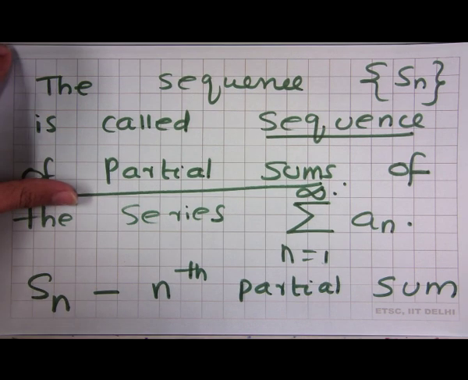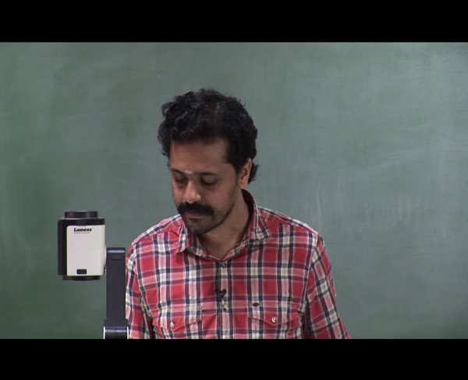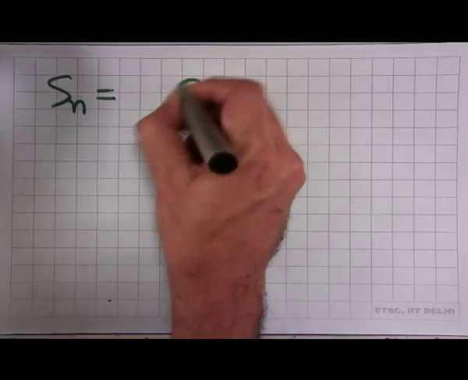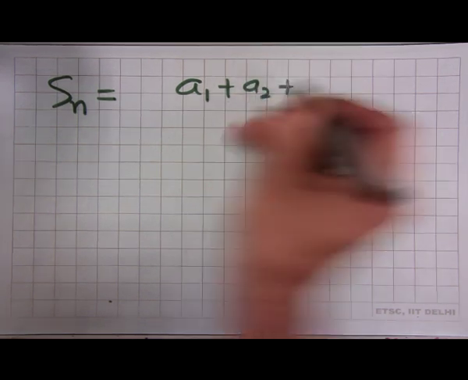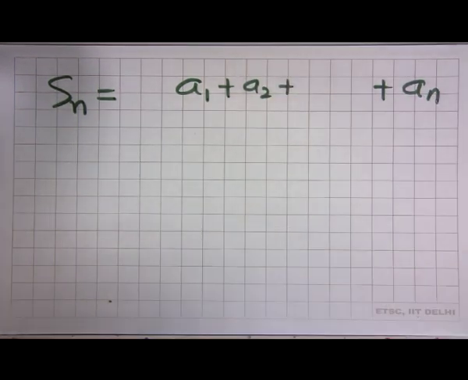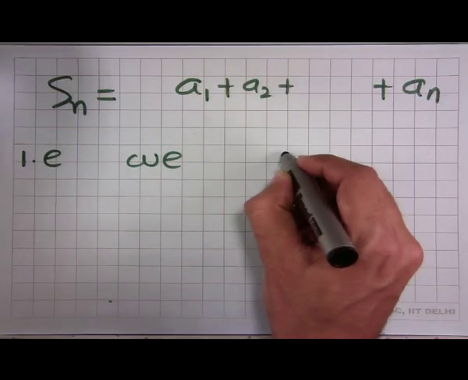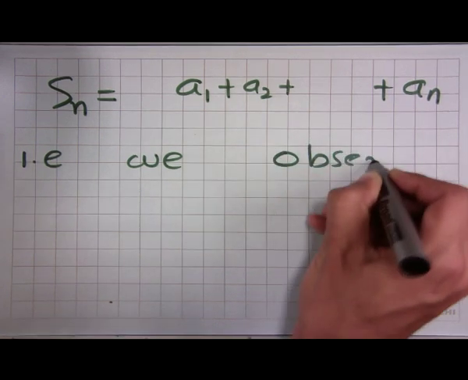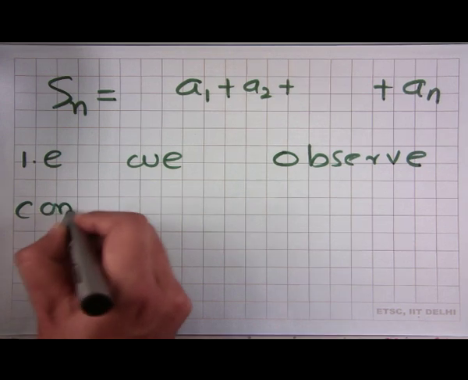Remember, the nth partial sum Sn is a1 plus a2 plus etc. plus an, which can be found by normal addition. Next, what we do is, we observe what happens to Sn as n becomes larger and larger. That is, we observe the convergence or divergence of Sn.